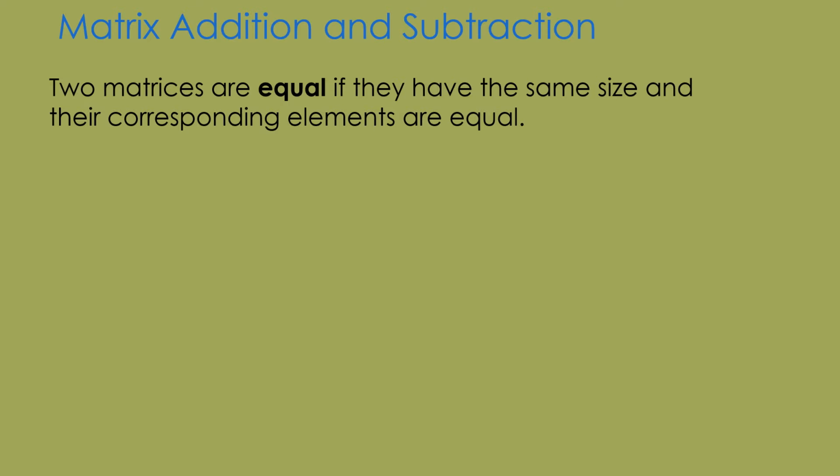So when the two matrices are of the same size, you can add or subtract the corresponding elements of the two matrices. For example, if I have A, B, C, D, E, F, U, V, W, X, Y, Z, then I can add the two matrices. Two matrices are equal only when the corresponding elements are equal.